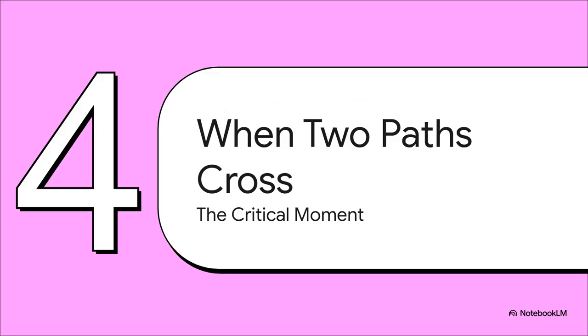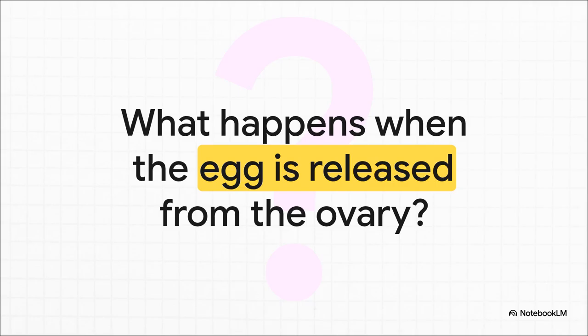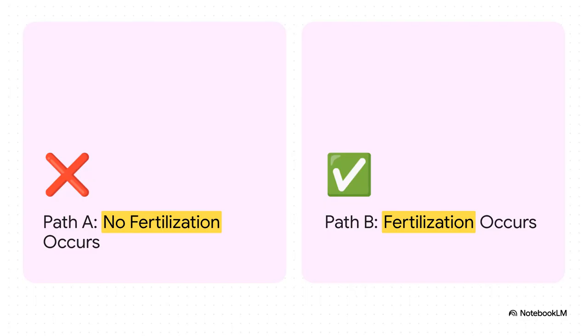So we've got these 2 separate journeys going on, and now we come to the most critical moment of all, when those 2 paths have the potential to intersect. This is the big question, right? Once ovulation happens, the egg starts its journey down the fallopian tube, and from this point on, biology faces a fork in the road. There are 2 totally distinct possibilities here. We've got path A, which is what happens if the egg is not fertilized. And then there's path B, which is what happens if it is. Let's take a look at each one.